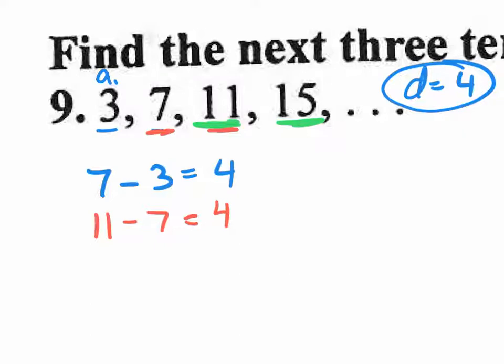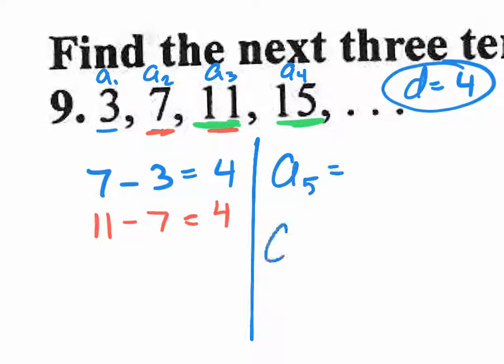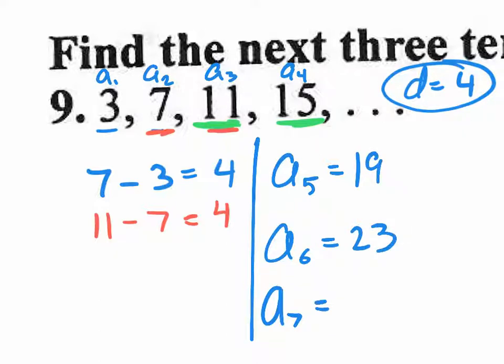This is a sub 1, this is a sub 2, a sub 3, a sub 4. So what they want is the next 3 numbers. A sub 5 is the 5th number, a sub 6 is the 6th number, and a sub 7 is the 7th number. So what would the 5th number be? 19. How about the 6th number? 19 plus 4 is 23. And then the 7th number? 27. Because the common difference is 4, right?